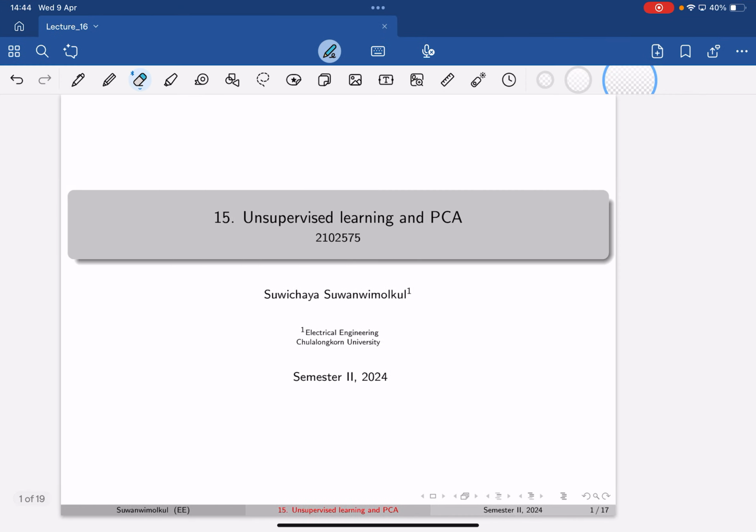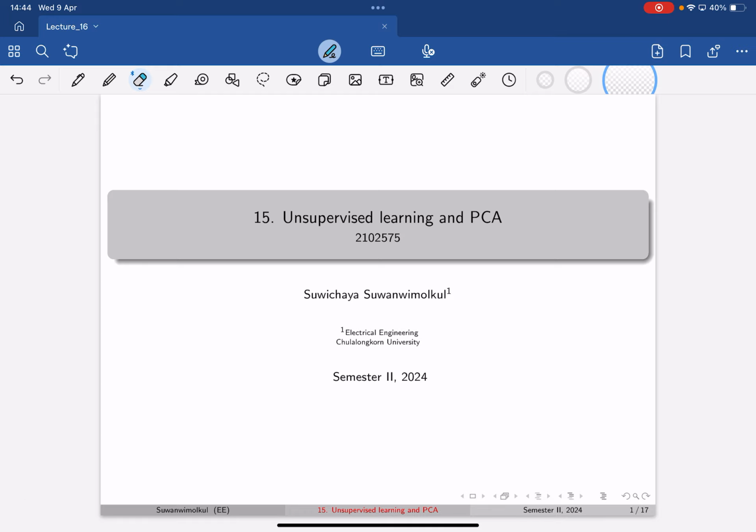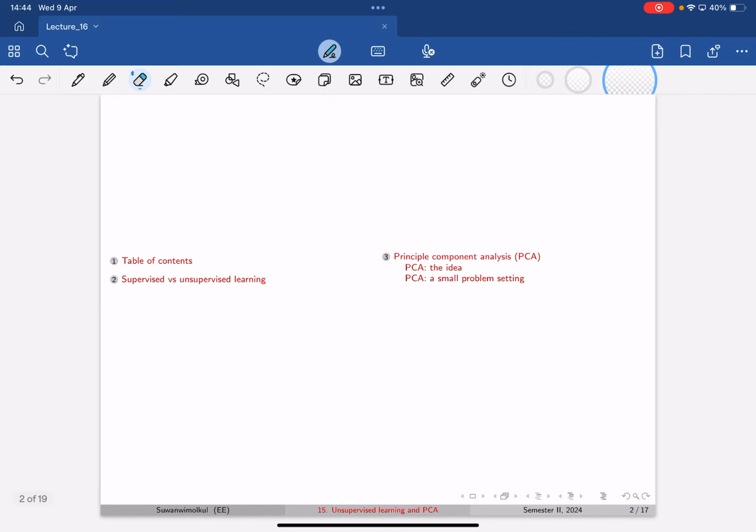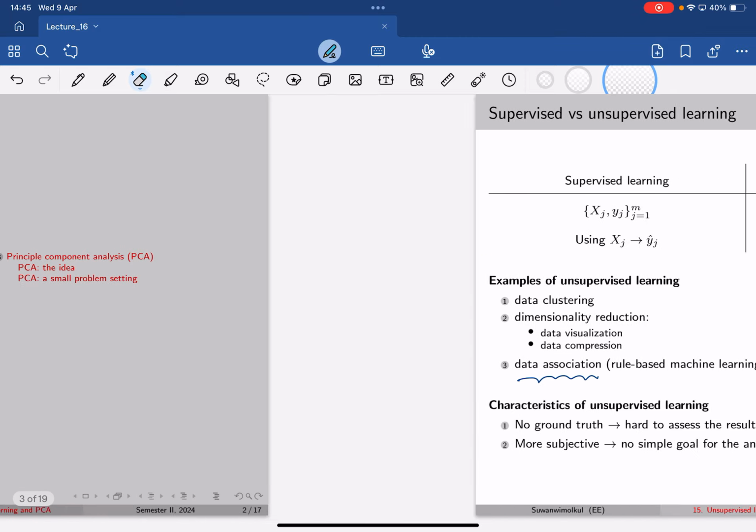Okay, so this final lecture, not final yet. I mean we have another two, but this is before the Songkran festival so that you would be able to relax. Today we will go over the technique called principal component analysis.